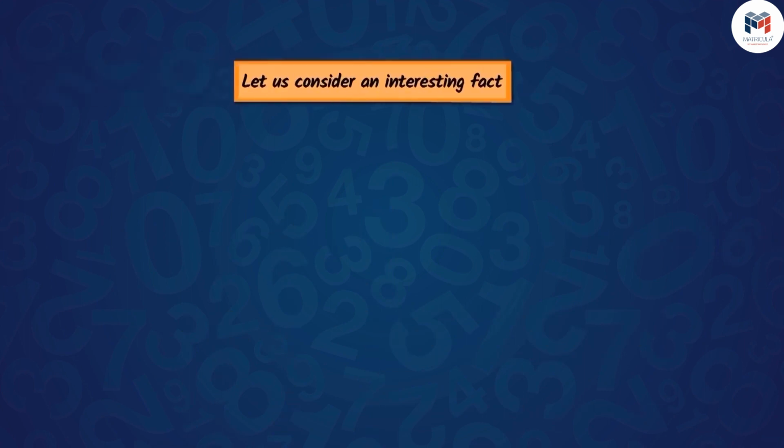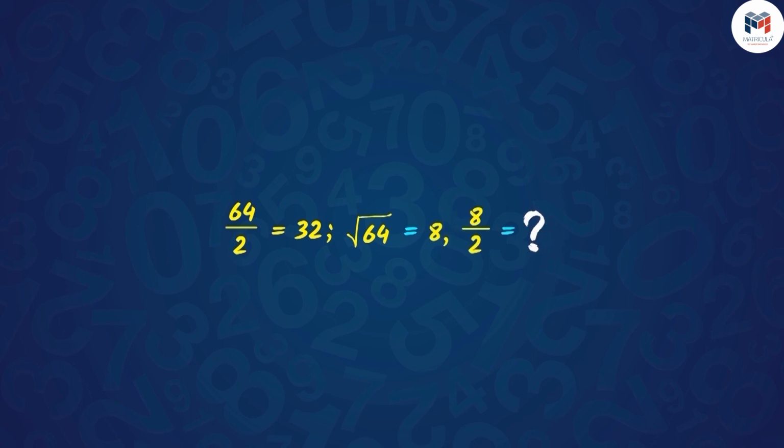Let us consider an interesting fact. Let's divide the number 64 by 2. We get 32 as the answer. Can you guess the square root of 64? Absolutely right. It is 8. Is 8 divisible by 2? Yes. If 8 is divided by 2, we get 4 as the answer.